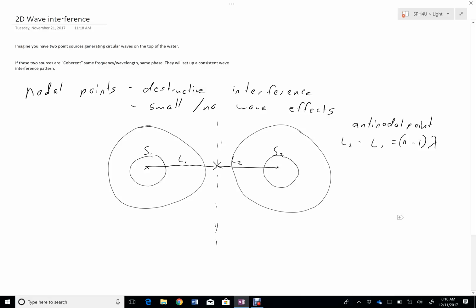So that's not what we're doing in this video. We don't want to do antinodal, we want to do nodal, so let's just get rid of all that. And we'll go over to our nodal ones.